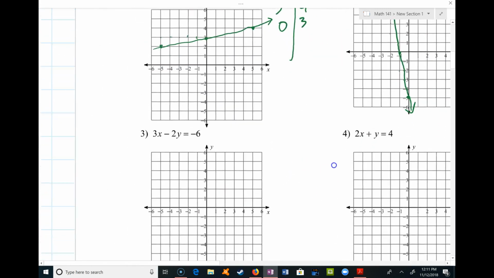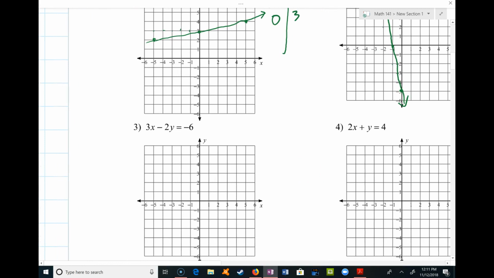Okay, moving right along. This is an equation in standard form. So I could put it into slope-intercept form. Let's do that real quick. So that would be -2y is equal to -3x minus 6. I just subtracted 3x from both sides. Divide everything by -2, and I get y is equal to 3/2 x plus 3.